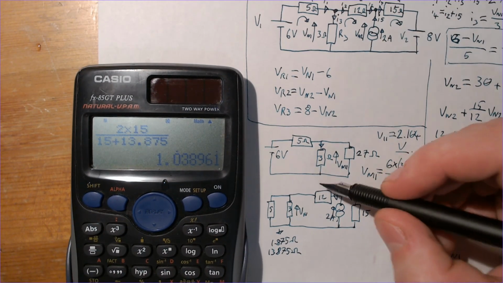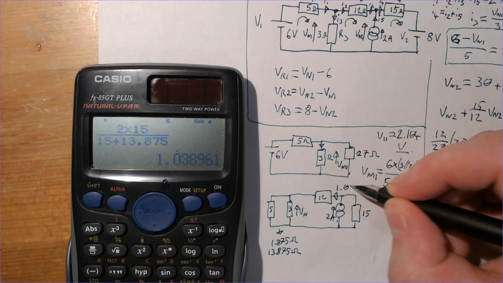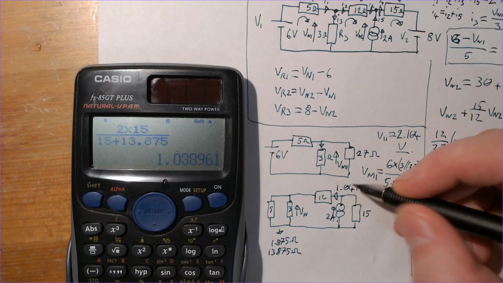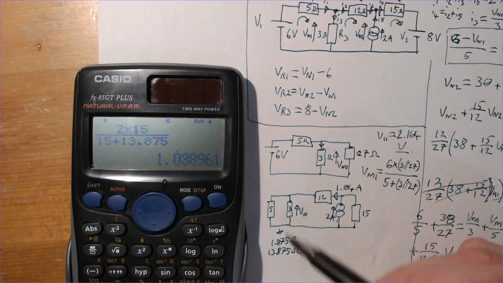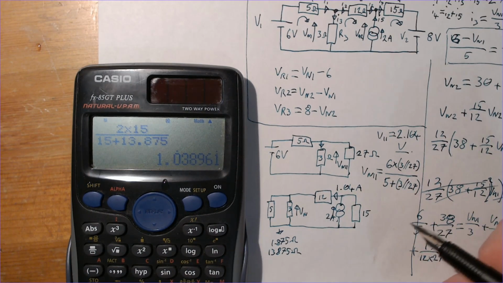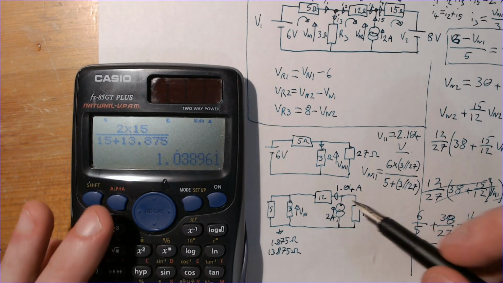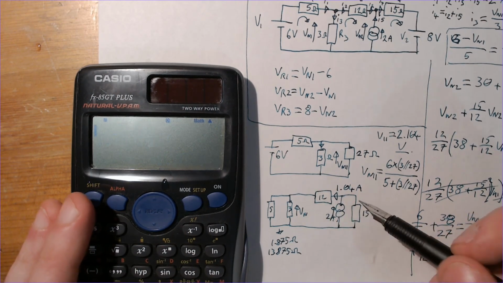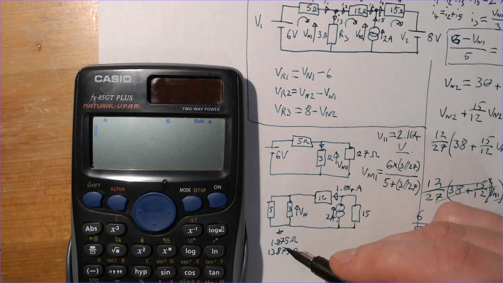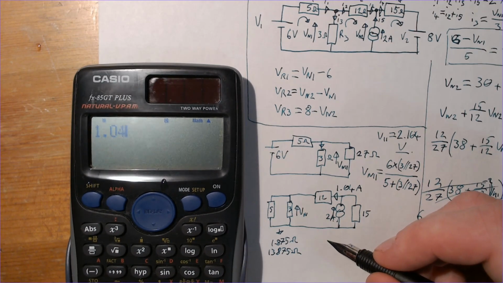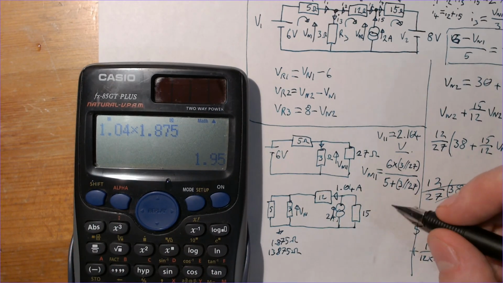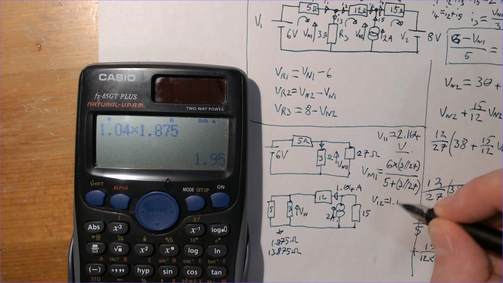That's telling us approximately 1.04 amps is going that way, and the impedance here is 1.875 ohms, and that current's going that way, so we should get a voltage across there of 1.04 times 1.875, which is 1.95 volts. V12 equals 1.95 volts.